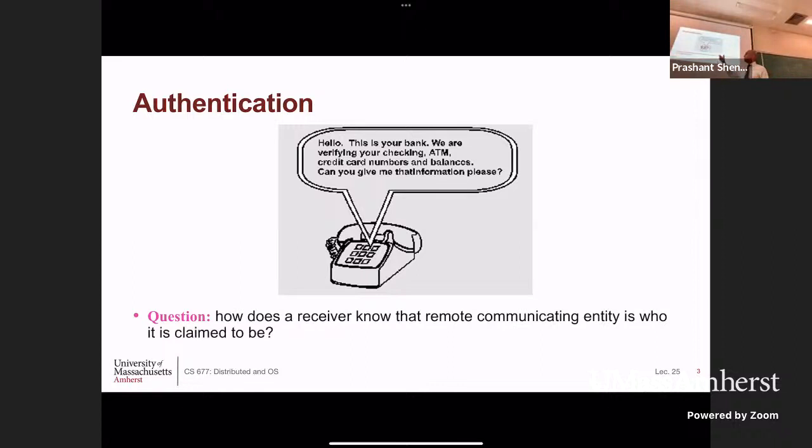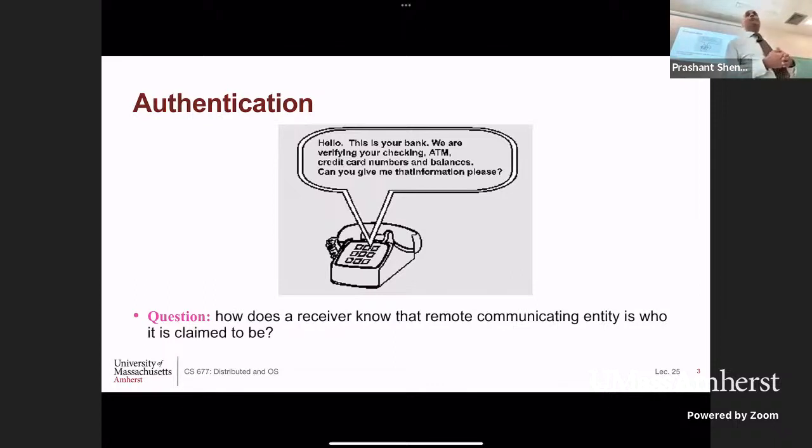Here is a simple example of authentication, which of course doesn't work. Somebody calls you on the phone, says they're calling from your bank, and they need some sensitive information. Maybe in this case they're asking for your ATM card or debit card. Obviously you shouldn't give this information to somebody on the phone. But the bigger question is not that you should not reveal private information, but how do you know whoever is calling is actually from the bank or not?